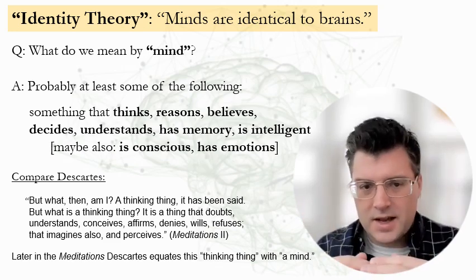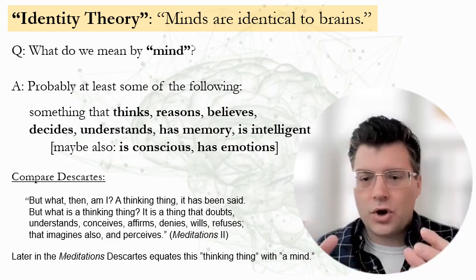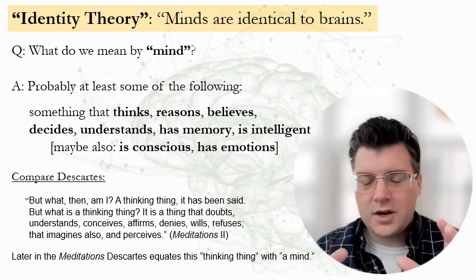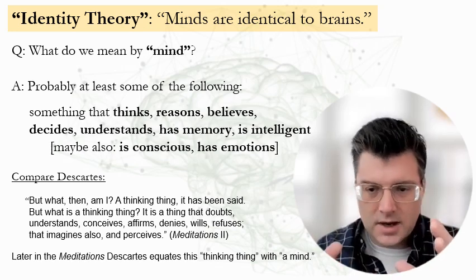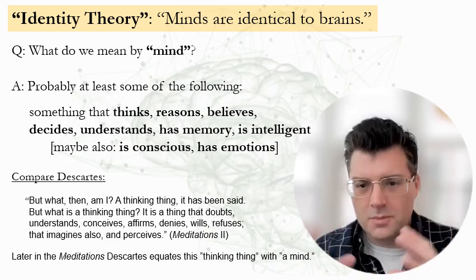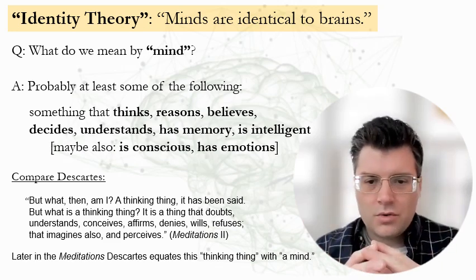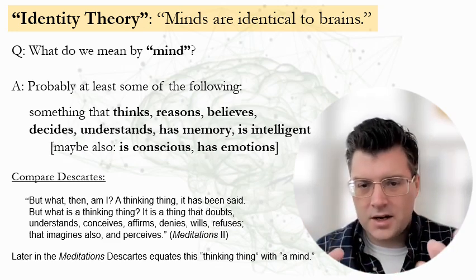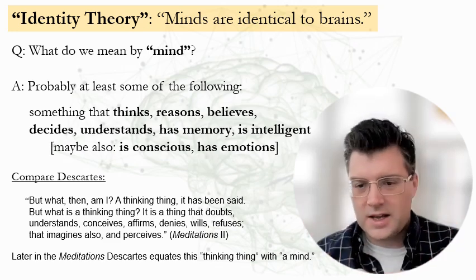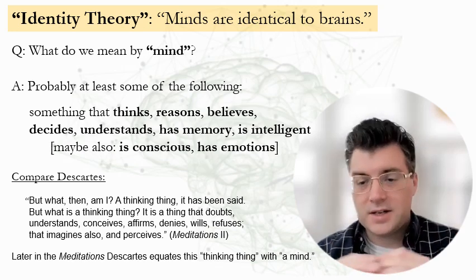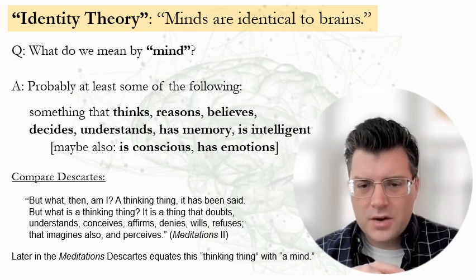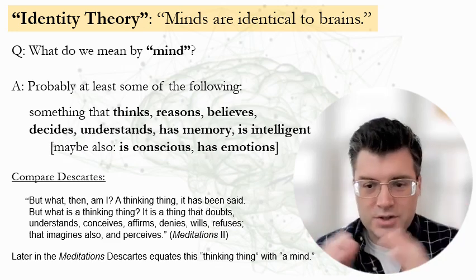And so here are some things that at least traditionally people have thought go along with being a mind. These are things that minds do. Maybe not every mind does all of these things, but in order for something to be a mind, it has to do some subset of these things. So thinking, reasoning, believing, deciding, understanding, having memory, being intelligent, not indicating that it has to be really intelligent, but at least intelligent to some degree, is conscious, has emotions.